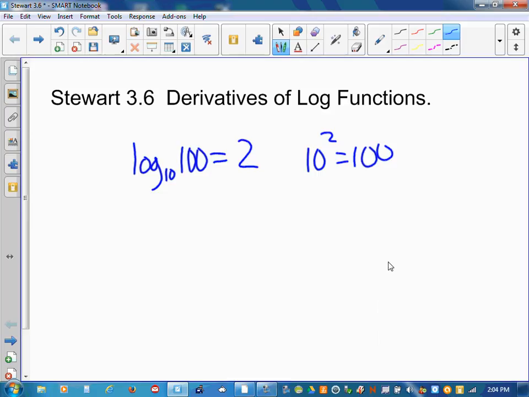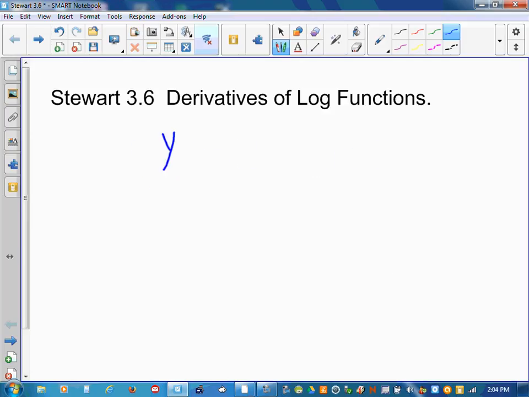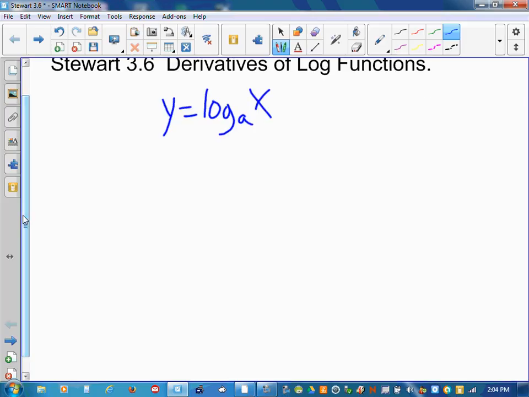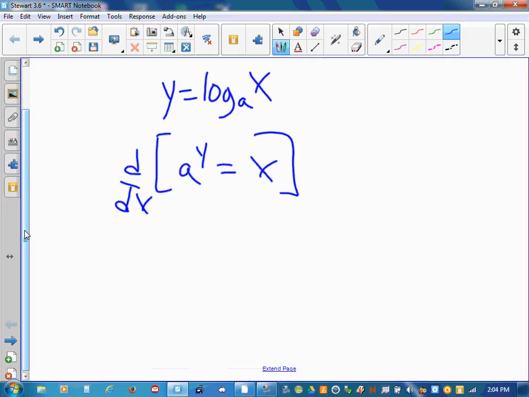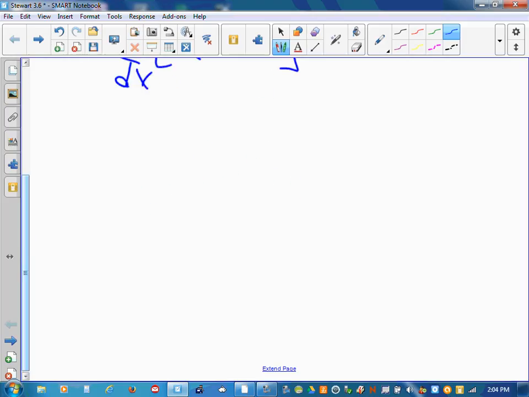So the question is, what's the derivative of log? I'm going to get rid of that and write down y is equal to log base a of x. How do I take the derivative of that? Well, I'm going to use implicit differentiation, but first I'm going to rearrange it. So I'm going to write a to the y is equal to x. Base, exponent, answer. Now I'm going to take the derivative of this with respect to x. Now we never proved the derivative of b to the x is b to the x natural log of b, but I'm proving this one to you.